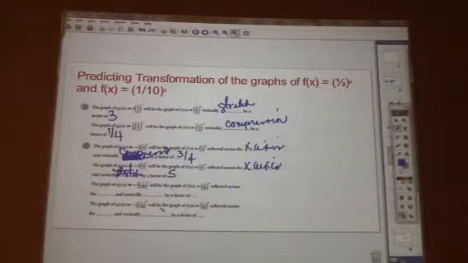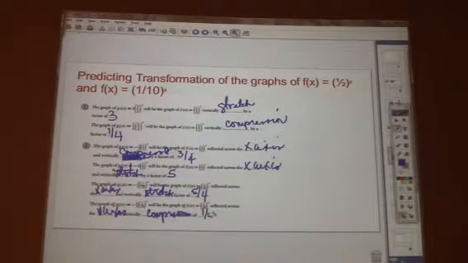Graph of q of x equals negative 5/4 times 1/10 to the x will be a graph of f of x equals 1/10 to the x reflected across the x-axis, vertical stretch by a factor of 5/4. The graph of q of x equals negative 1/4 times 1/10 to the x will be the graph of f of x equals 1/10 to the x reflected across the x-axis and a vertical compression by a factor of 1/4. Questions on those? Anybody?